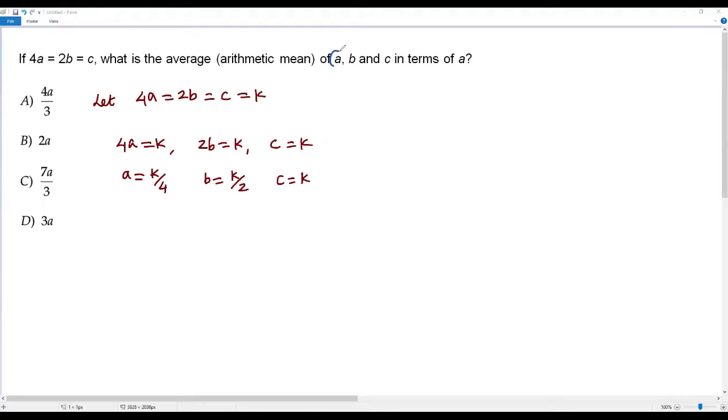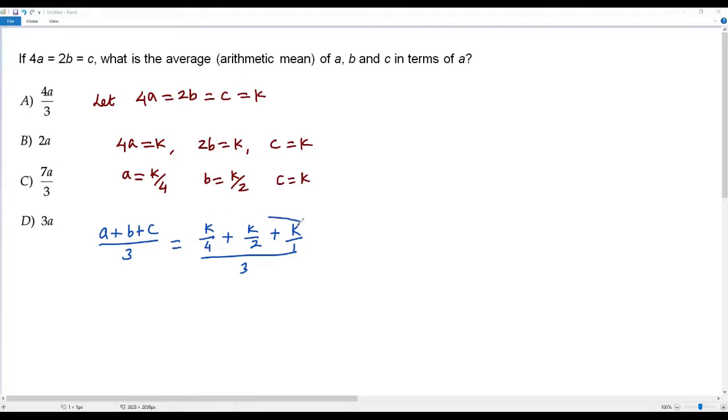Okay, so our aim is to find the average of a, b and c in terms of a. To get the average of the three quantities a, b and c, I have to add them all and divide by the number of quantities, that is 3. Now we know that a equals k over 4. We can plug in k over 4 for a. Then we get k over 4 plus, for b, k over 2, plus, for c, just k. Everything has to be divided by 3. For this k, we can assume there is 1 in the denominator.